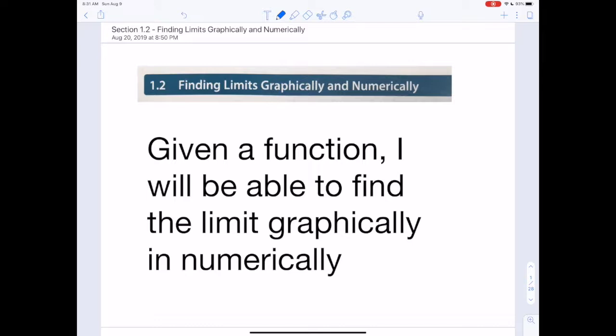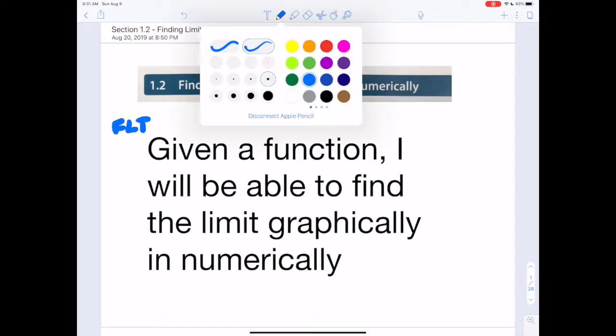First thing I want you to do is go ahead and write down the section here and your FLT. Your FLT is right here. Go ahead and write that down. Pause if you have to, but I'm going to go ahead and move on right here.